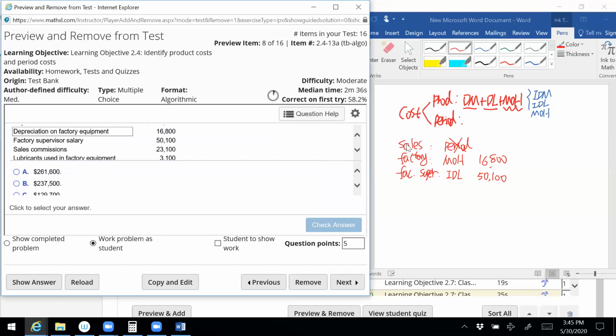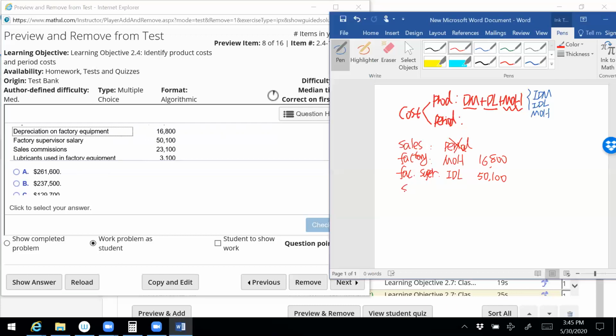Next one, sales commission. Keyword is sales. So this is our period cost. It's not even product cost. We don't need to worry about this one.